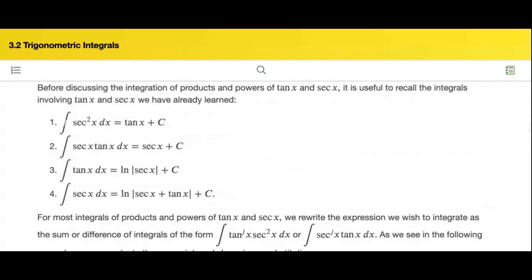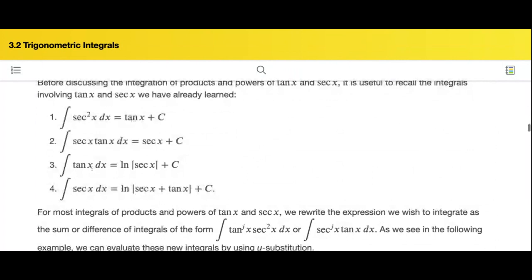Okay, so the integration of secant square equals tangent x plus constant. And secant tangent equals secant plus constant. Tangent equals ln absolute value of secant plus constant. And secant equals ln absolute value of secant plus tangent plus constant.